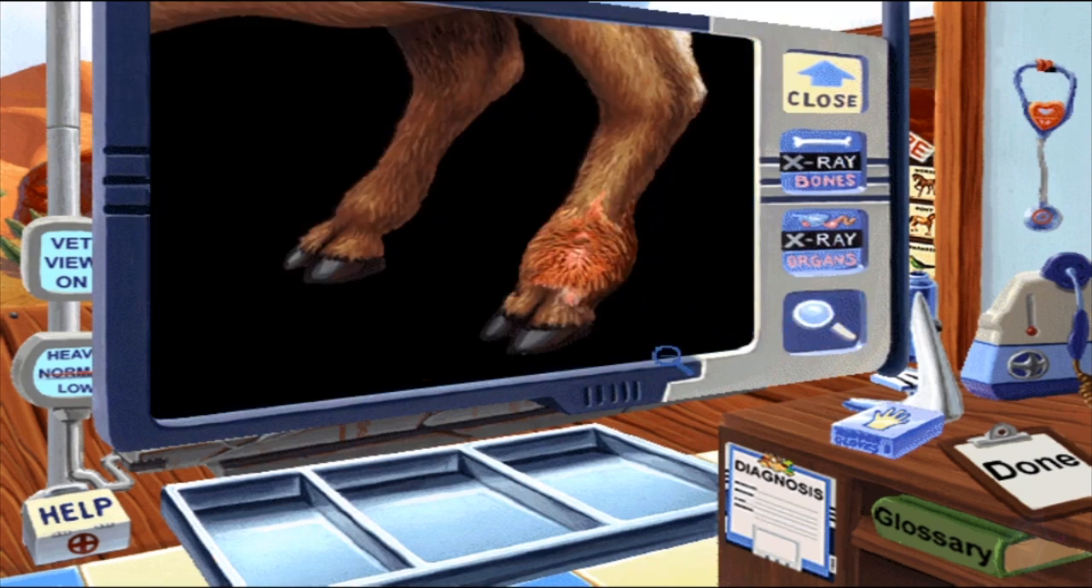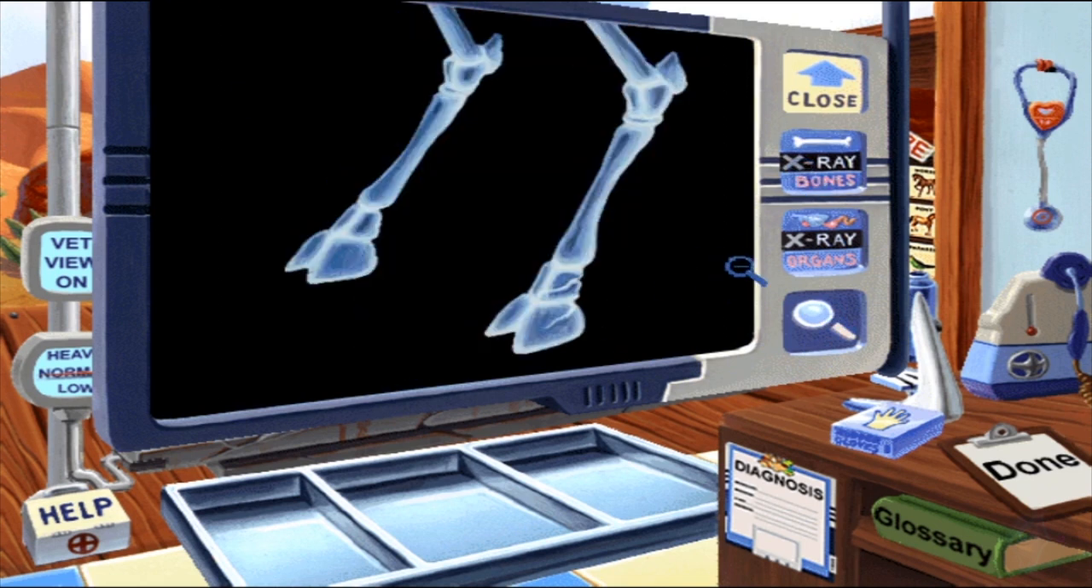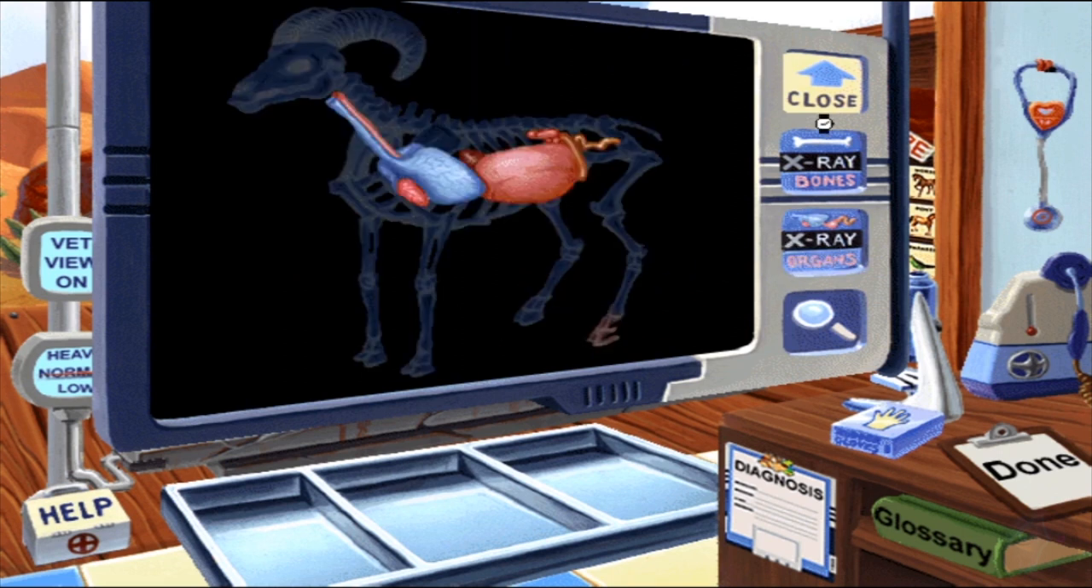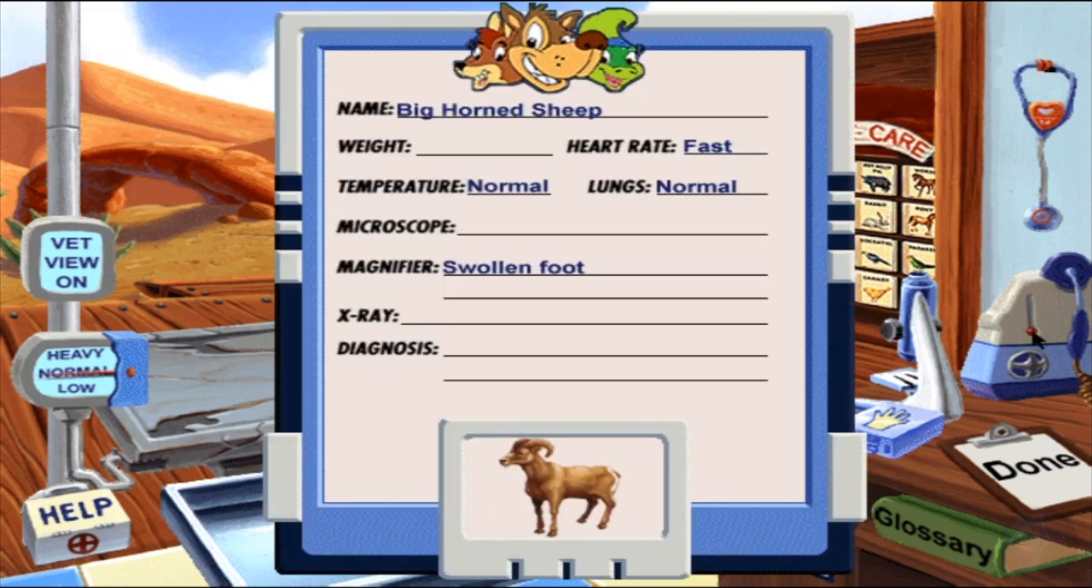The bighorn's foot is very swollen. This foot is broken. I don't see any problems here. Swollen foot. Broken foot bone.